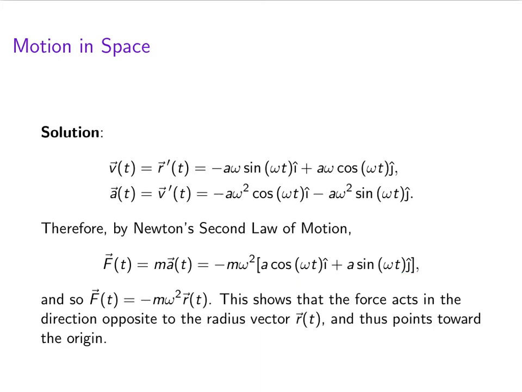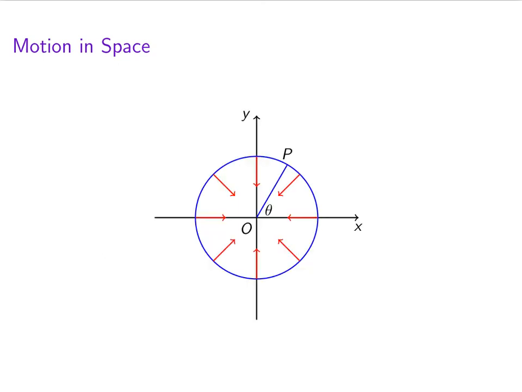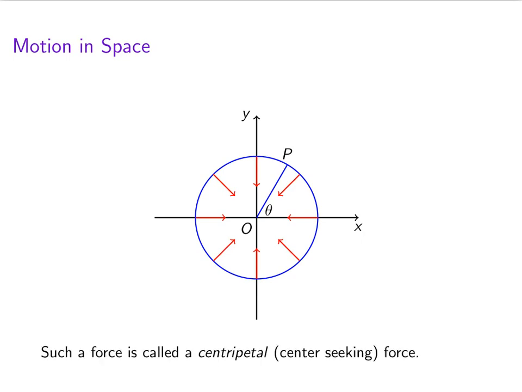So this shows us that the force acts in the direction opposite to the radius vector, and thus it points towards the origin. Here's a picture. Imagine that you have an object at the end of a rope and you spin around. You're always pulling towards the center. A force that pulls towards the center of a circle is called a centripetal force. That's a center-seeking force. Okay, that's all for now.